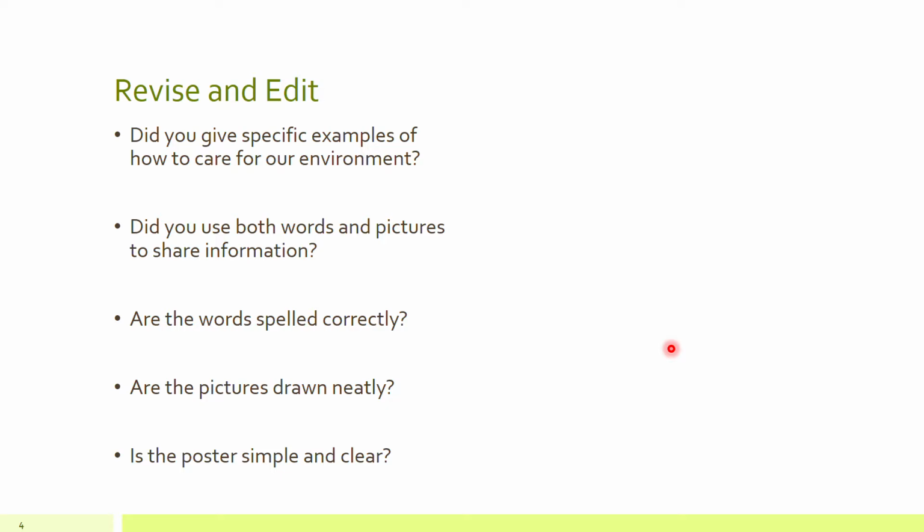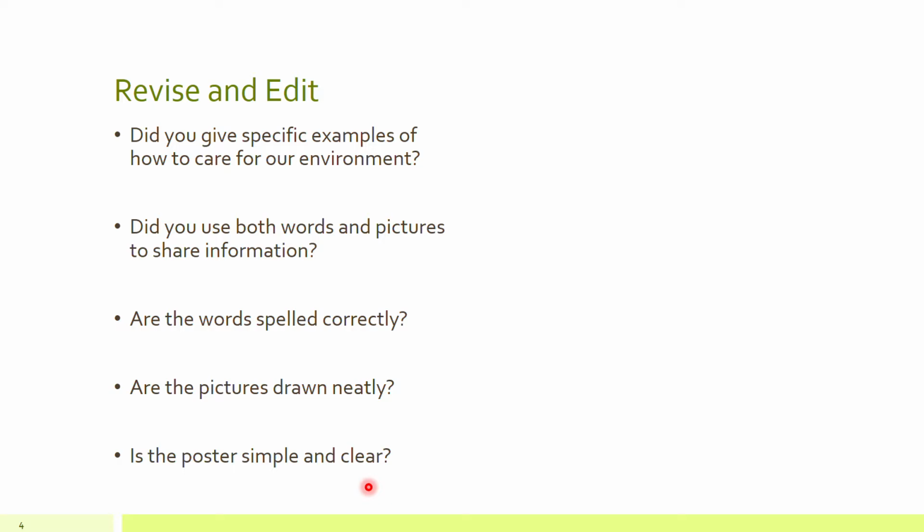All right, and that leads to our last one. Now this one is sometimes the hardest because we have a tendency to keep adding and adding and adding to our posters, when sometimes we need to stop when it's simple and the information is clearly communicated. So this is a good opportunity to look at your poster and see if there's any unnecessary information or unnecessary pictures that you have put on your poster.